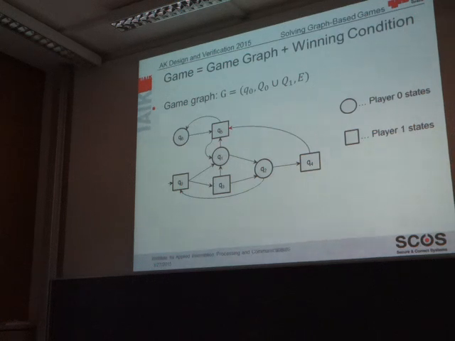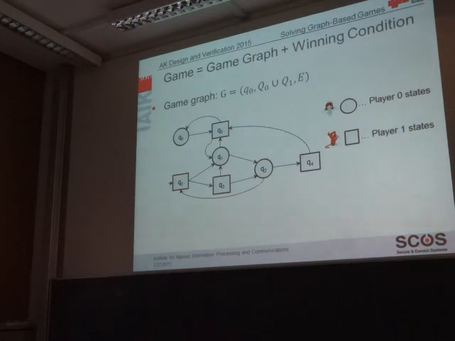There are these circle states, first of all, which are part of this subset Q0, and these states are where player 0, our system player, our good player, this is always us, picks a successor state. And then we have the box states. This is where the evil environment player, player 1, picks a successor state.